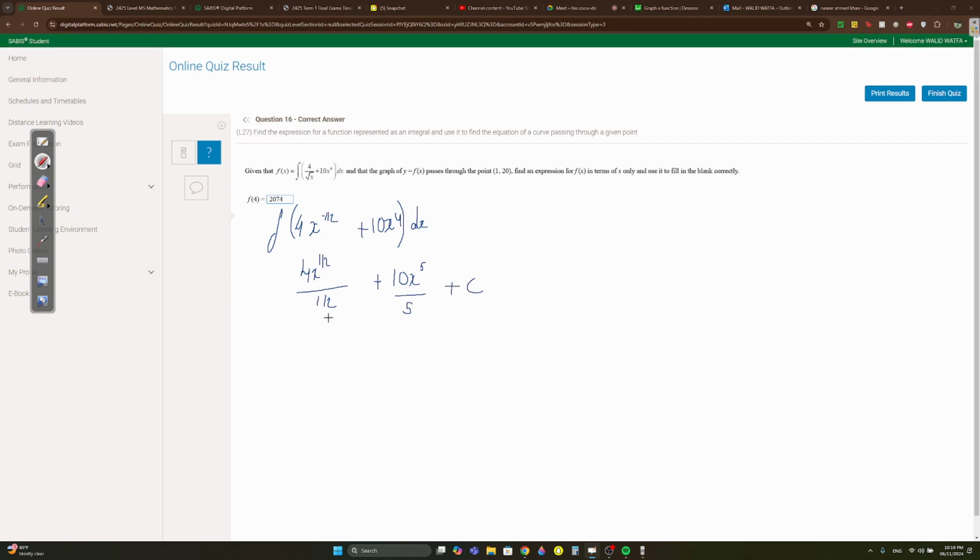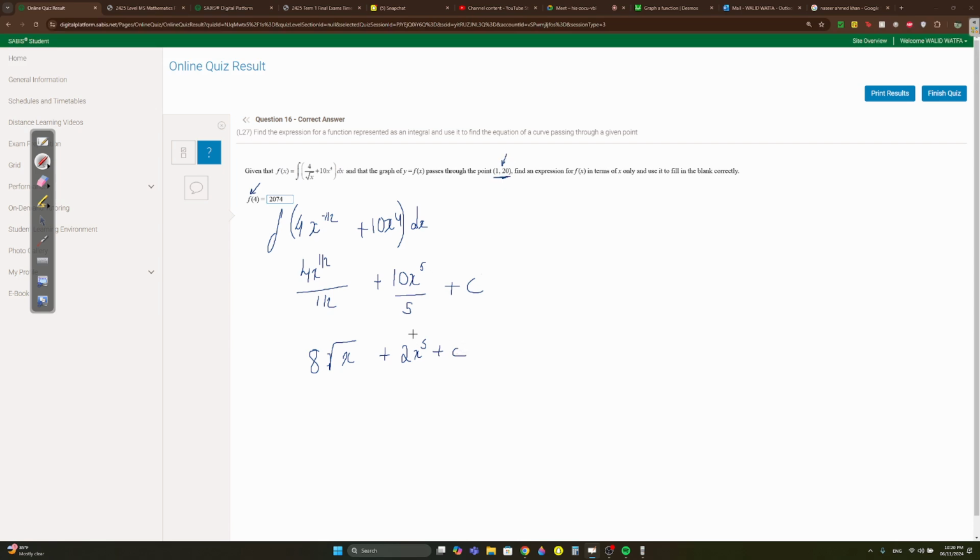4x to the half. 4 divided by half is actually 8. Okay? It's the same as taking 2 up and keeping 1 down. 2 times 4, 8. So you're going to get 8 root x, because x to the power of half is root x, plus 10 over 5 is 2x to the power 5 plus c. Here's the thing. We need to find the plus c if we want to find what f of 4 is, right? We need to substitute 4. I actually need to know what my c is.